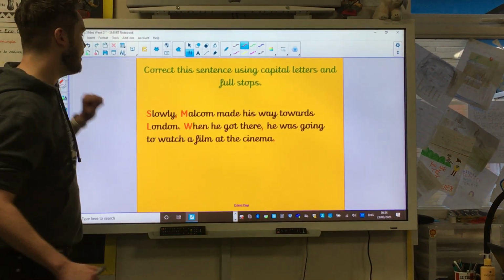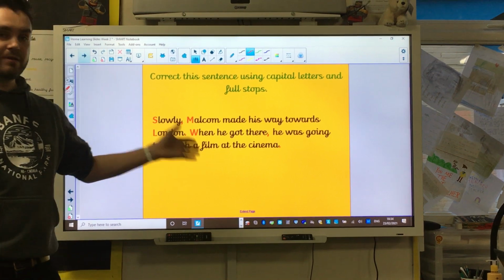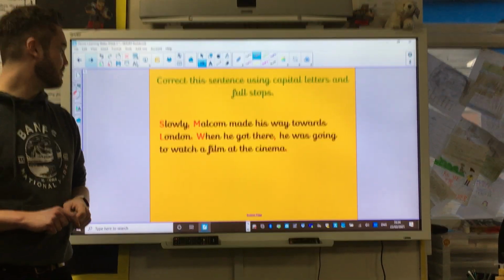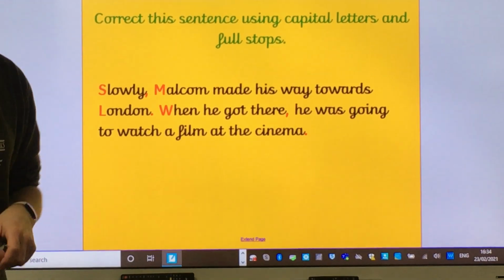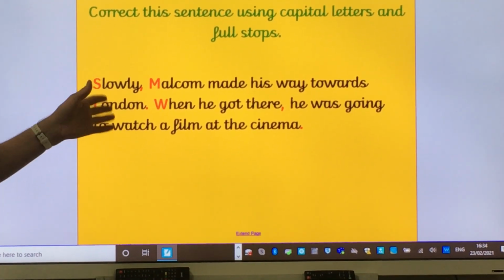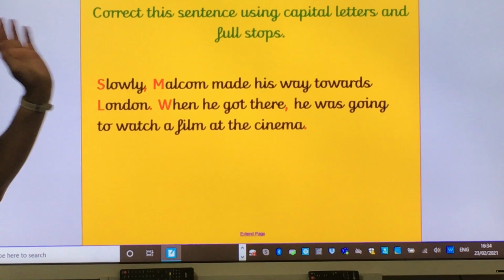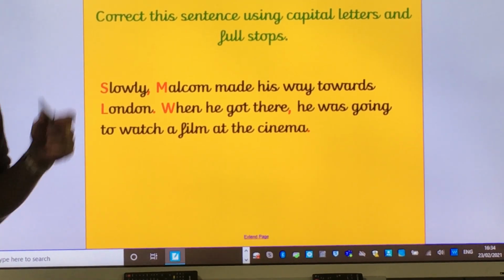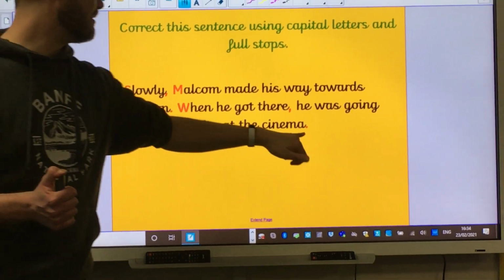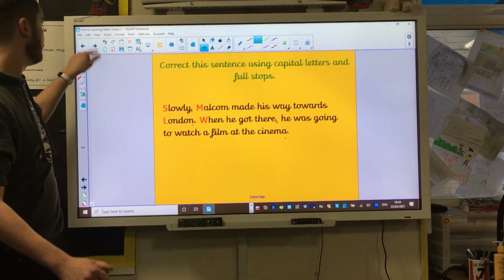Welcome back then Year 4, so hopefully you can tell me this is how our sentence should look. Of course, slowly, being the first letter in that, is going to need a capital. Malcolm and London, well Malcolm's a name, London's the name of a place. When, being the first letter in the next sentence, needs one too, that's what we're looking for. And of course, do not forget those full stops and commas.